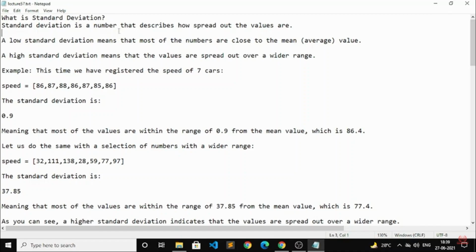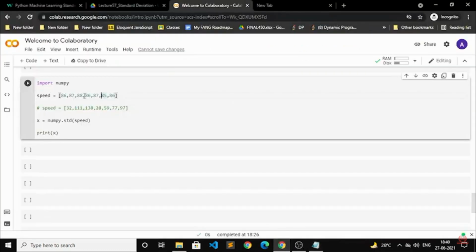So what is the meaning of standard deviation? Standard deviation tells you how many values you have and how much they are spread out. Okay, so a low standard deviation means that the values are very close to the mean value. The high standard deviation means that the values are spread out over a wider range.